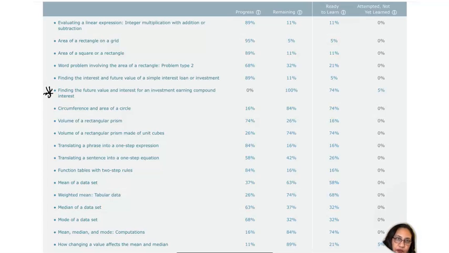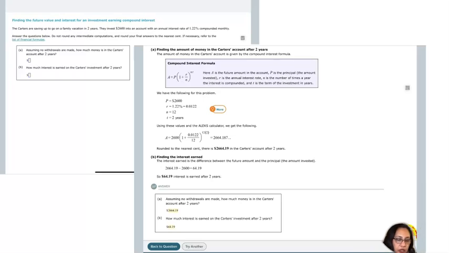Let's move on to finding the future value and interest for an investment earning compound interest. So we're going to start with this question. The Carters are saving up to go on a family vacation in 2 years. They invest $2,600 into an account with an annual interest rate of 1.22% compounded monthly. So, assuming there's no withdrawals, how much money is in the Carter's account after 2 years?